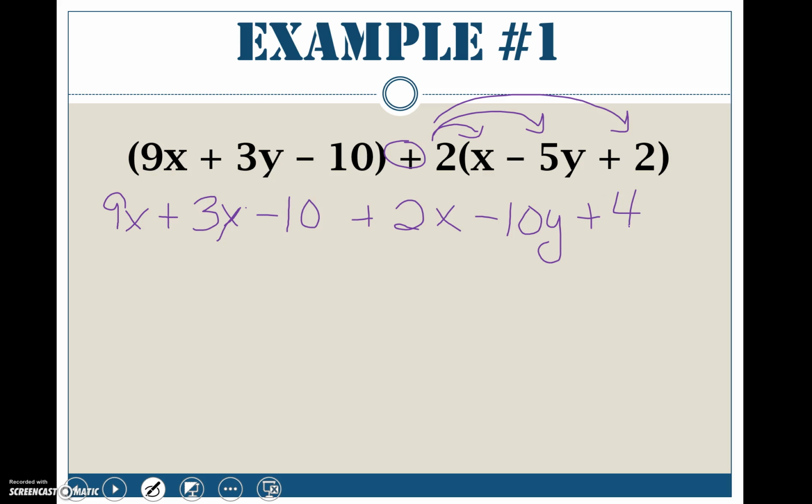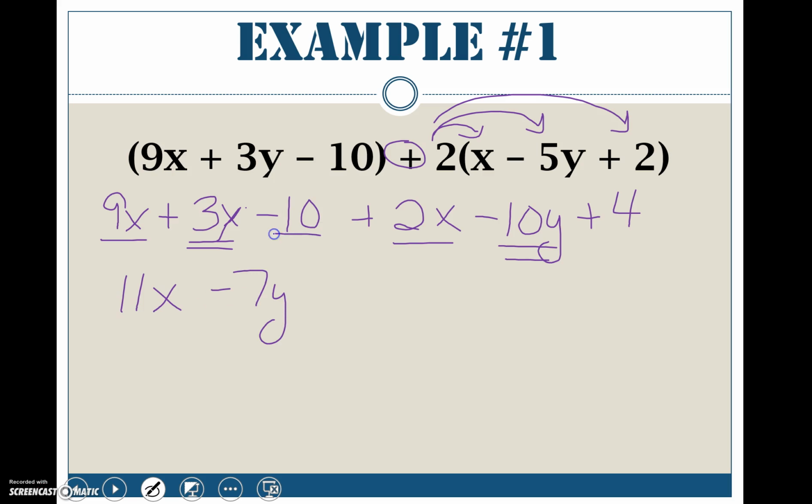From here, we're going to combine like we've done in the past. We're looking for our like terms. So for example, I have a 9x and a 2x that I can combine together, giving me an 11x. Then I'm going to look for the next thing over. I have a 3y. I can combine that with a negative 10y. So keep in mind our signs here: we're doing a positive 3 with a negative 10. So it's like we're doing 3 minus 10, getting a negative 7y.